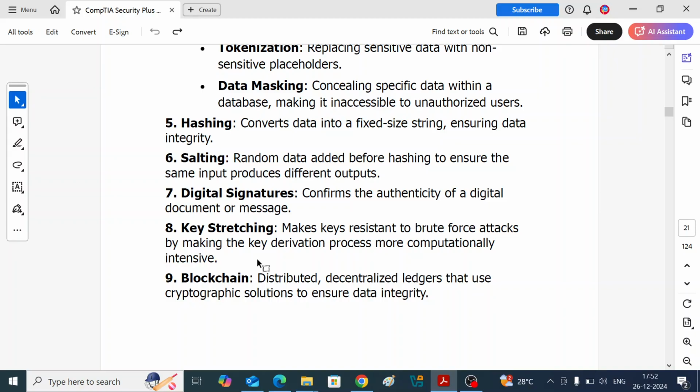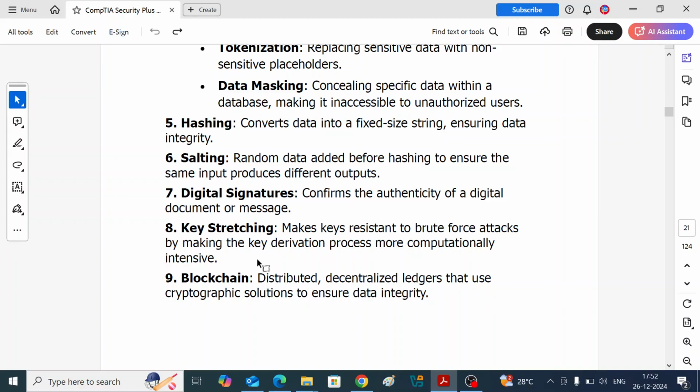Now next is digital signatures. Very important when you work online, when you log into e-commerce sites and do shopping like Amazon, Flipkart, GoDaddy and whatever. Digital signatures confirm the authenticity of a digital document or message. If there's paperwork being done, you always have the signature of some commissioner, some authority which confirms, okay, this document is legal, this is binding.